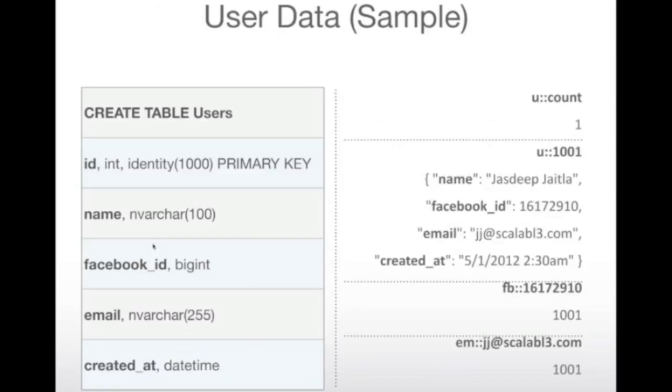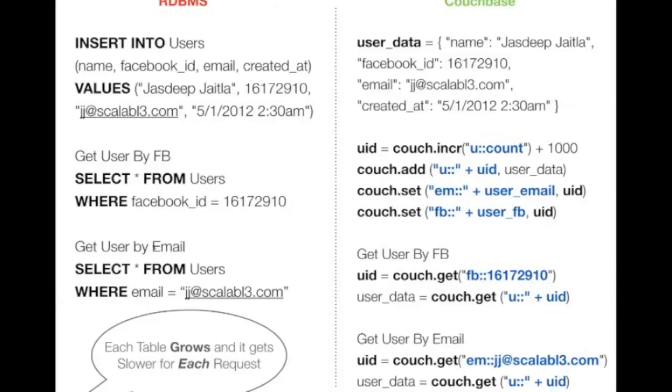So in this case, on the left-hand side, you have this user table with this information. On the right-hand side, you have a counter ID, you have a primary document, Facebook ID, and Facebook ID lookup, and email address lookup. So these are kind of how the two look between each other.